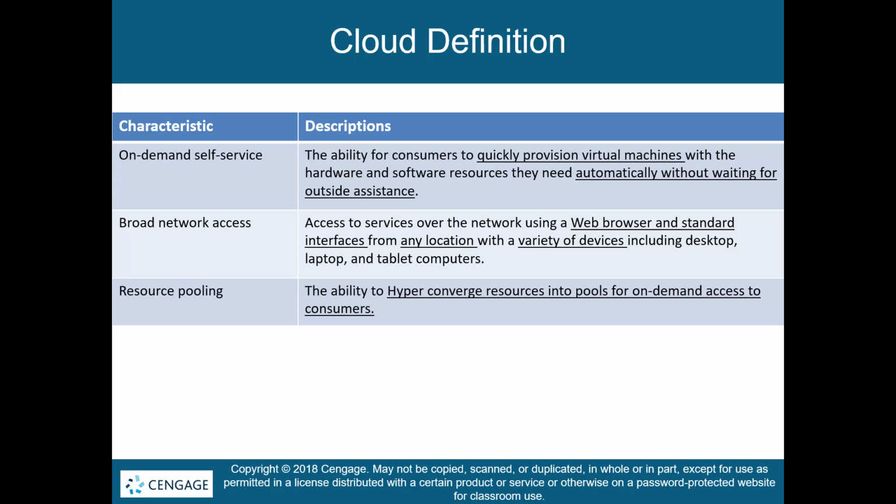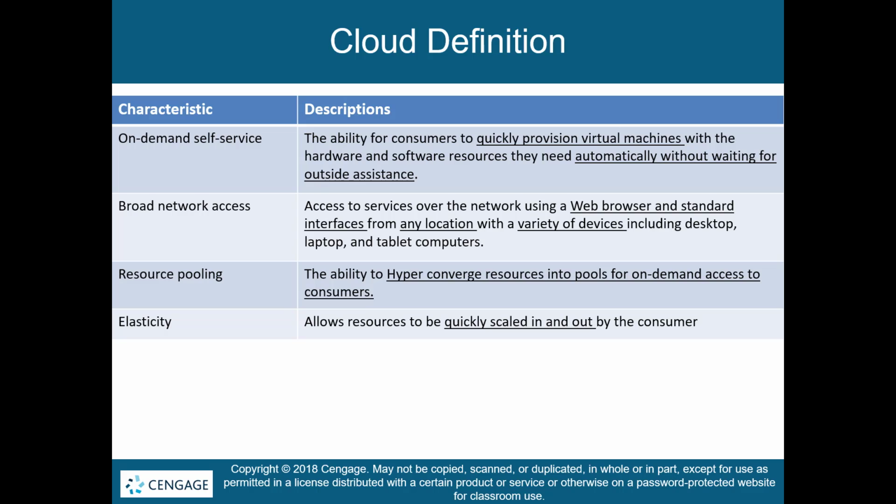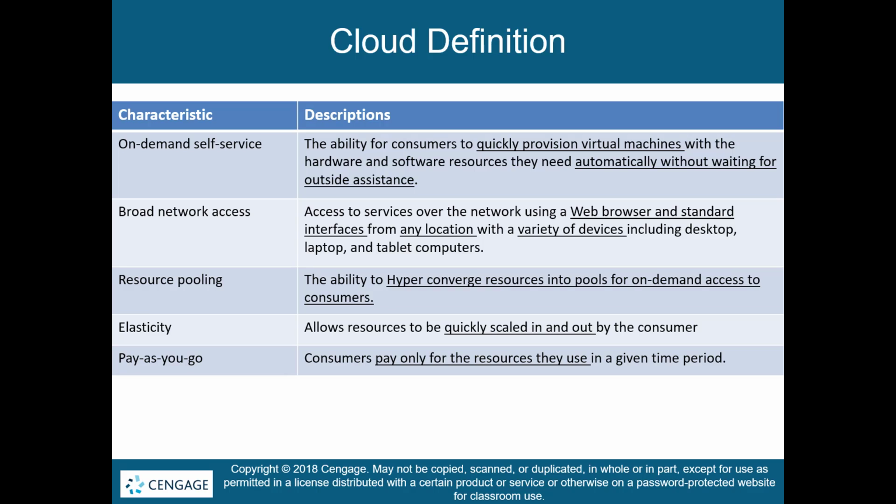Next, clouds need to provide resource pooling. This is the ability to hyper-converge resources into pools for on-demand access to the consumers. Fourth, elasticity. This allows resources to be quickly scaled in and out by the consumer, and the consumer only needs to pay for the resources they use during that time period.